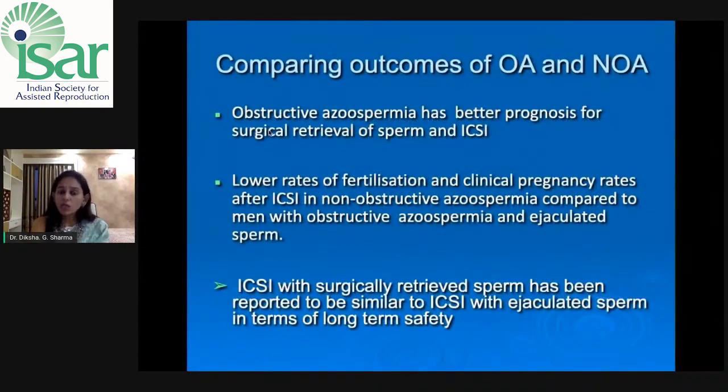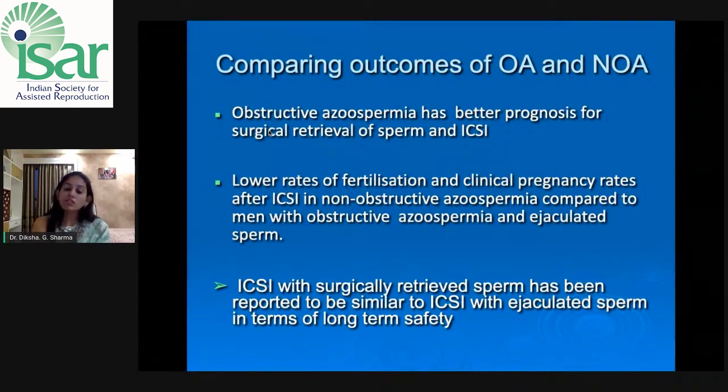So, do the outcomes differ between obstructive and non-obstructive azoospermia? Yes, obstructive azoospermia has a better prognosis, like we said, almost 100%, while in non-obstructive it's about 40-50%. Lower rates of fertilization and clinical pregnancy are seen after ICSI in non-obstructive azoospermia compared to men with obstructive azoospermia and ejaculated sperm.